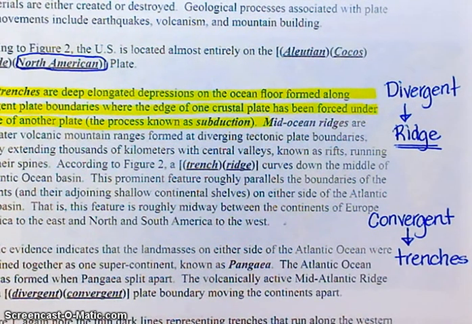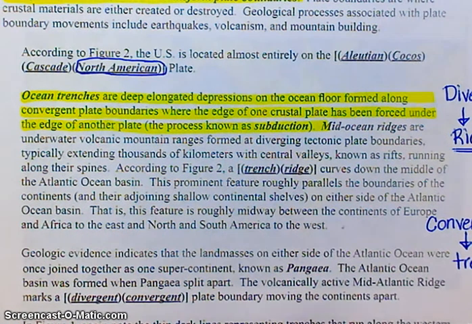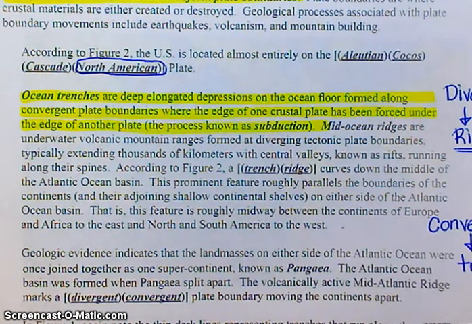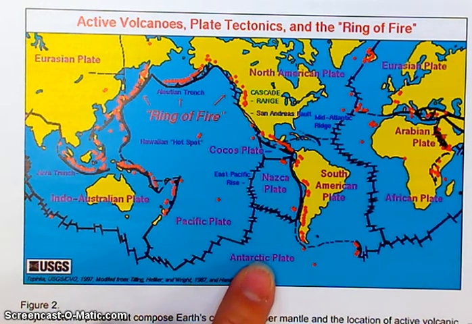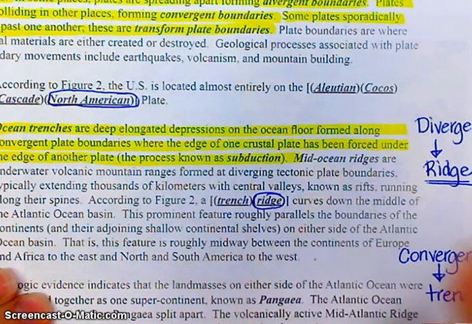I'm going to make that partially disappear so we can go back to this. It says, according to figure 2, a what curves down the middle of the Atlantic Ocean basin? A ridge. It's the Mid-Atlantic Ridge. So make your pick, highlight or circle. I know it's a ridge. We're doing the second one right here.